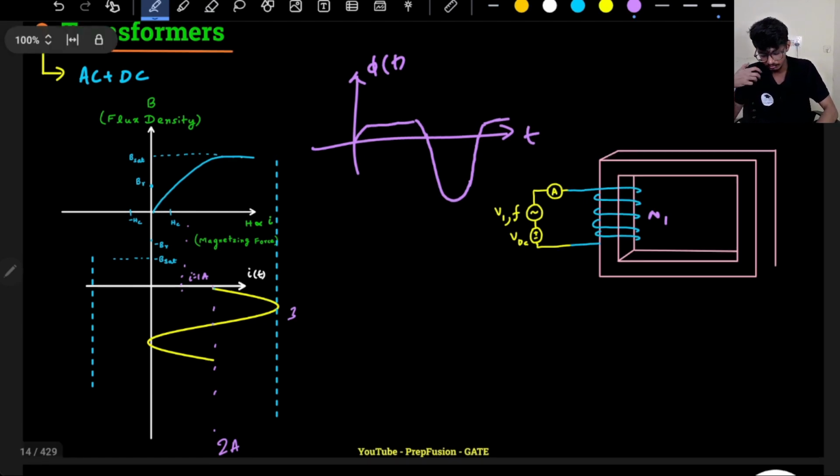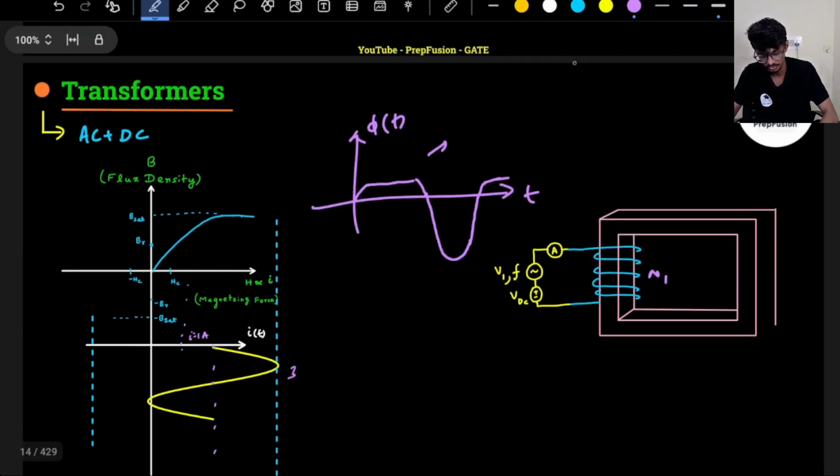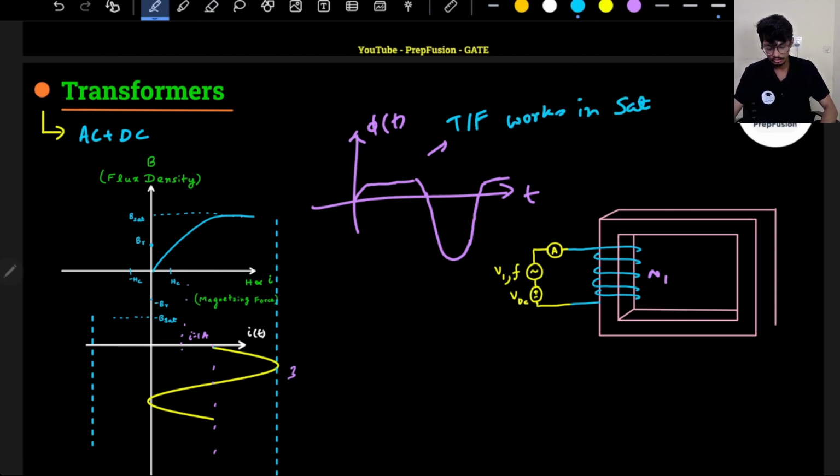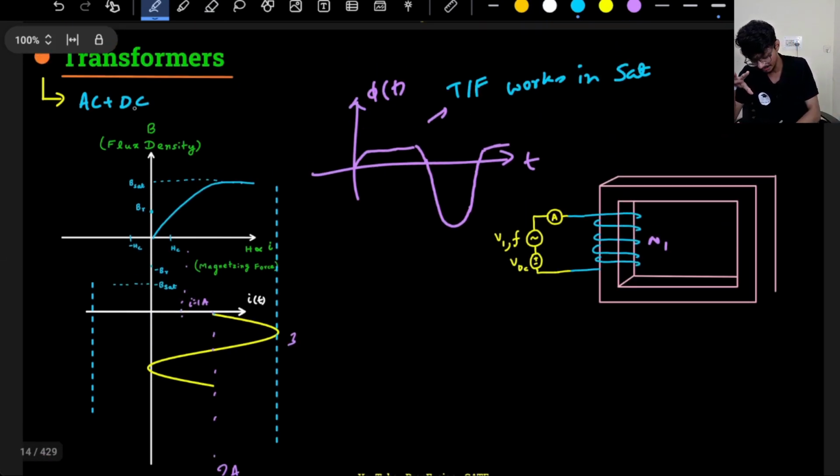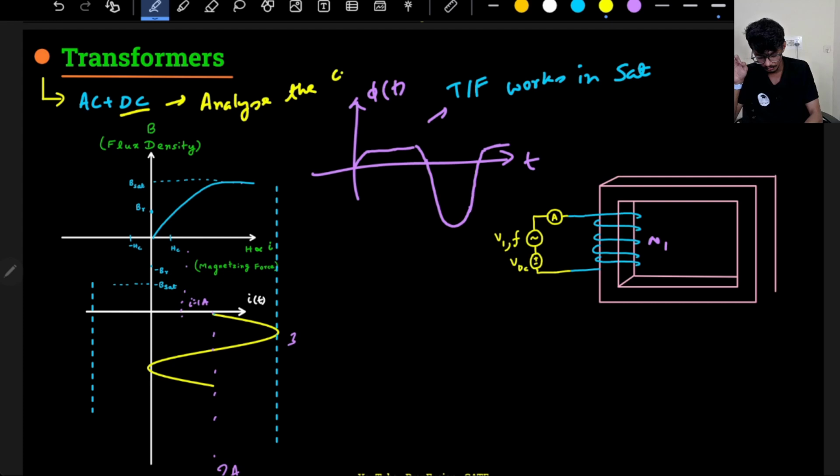So basically, most of the time, transformer works in saturation. Okay, so it is not that simple to analyze. So whenever DC sources are present, you analyze the circuit with fundamentals. You don't use formulae.